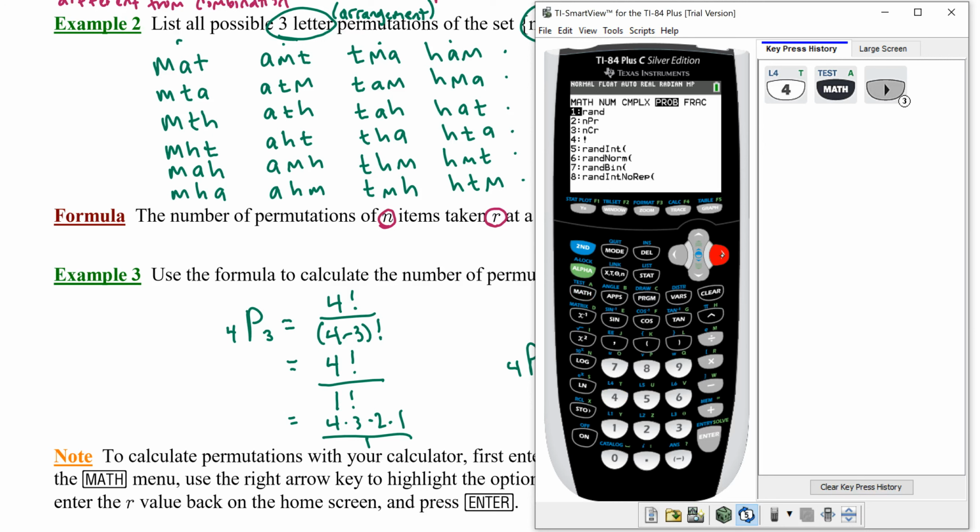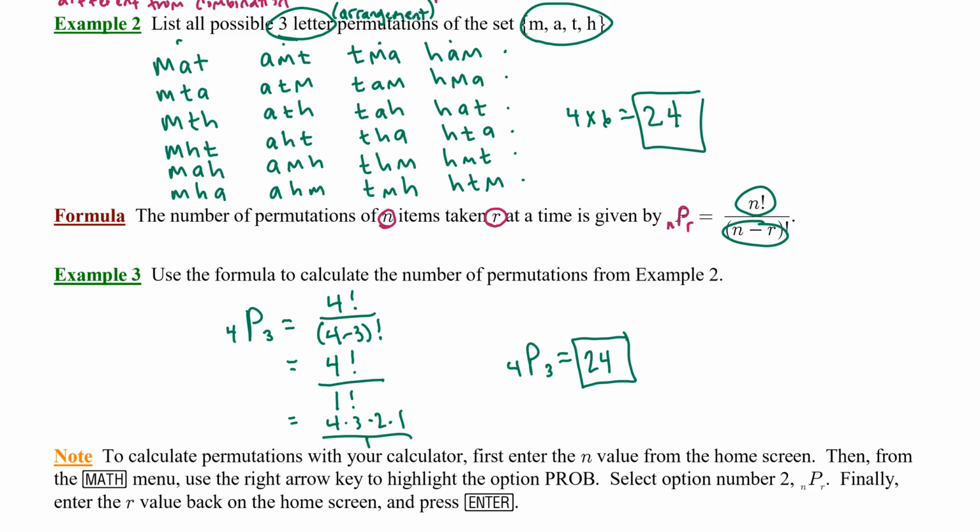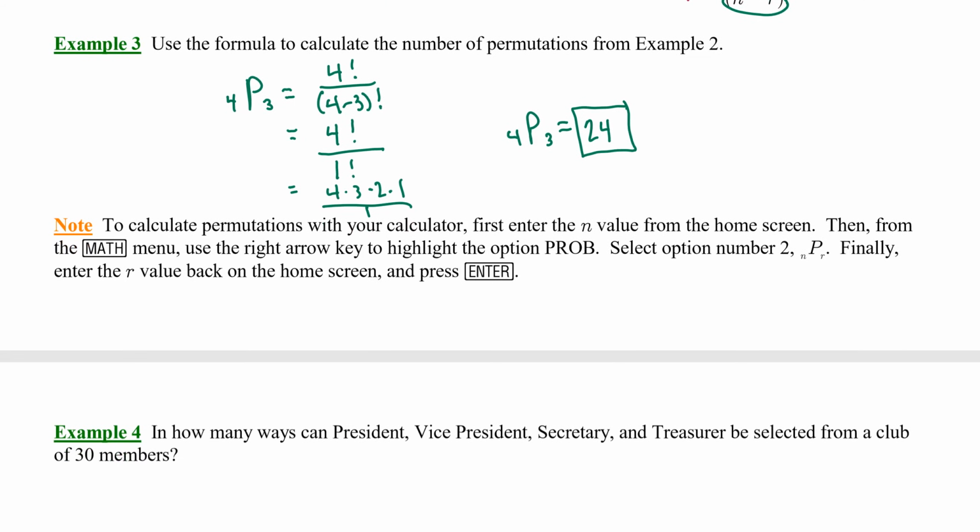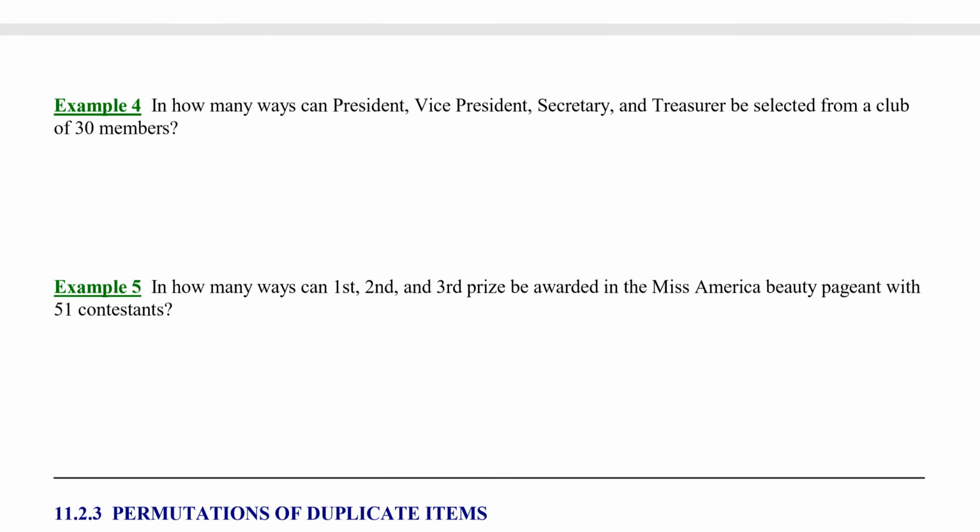Do you see it there? Option number 2, that's nPr. That's the permutation formula. Also observe number 3, there is nCr. That's a combination, and we're going to learn that in the next section. So for now, I want to choose the permutation number 2 because the order makes a difference, and press enter. When I get back to the home screen, I'm going to type in the r value, which is 3. The calculator plugs it into the appropriate formula and gives us the output, 24. Easy as that. We will practice that calculator process on the next few examples.